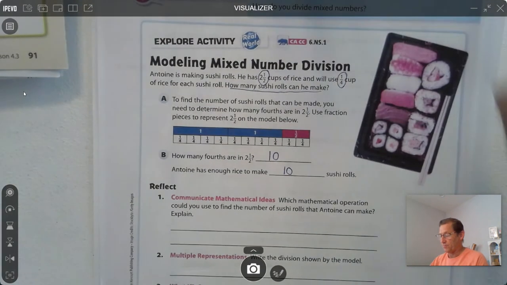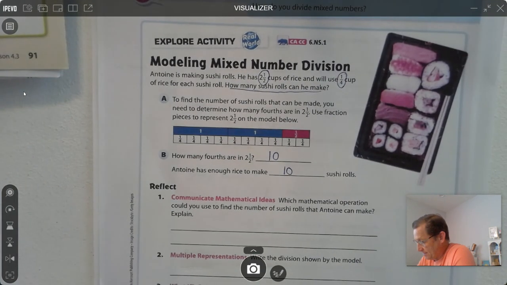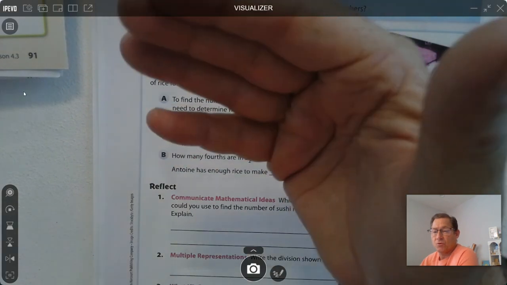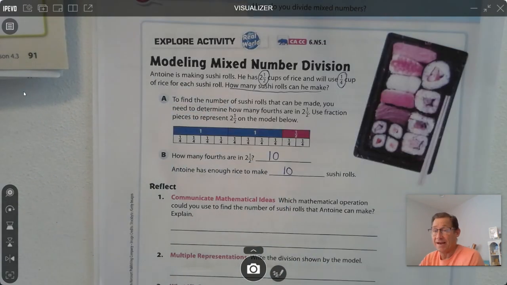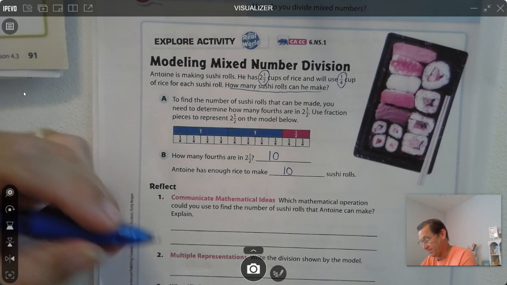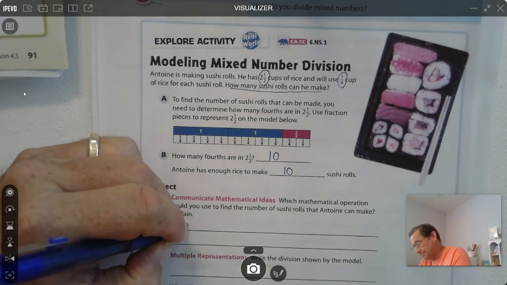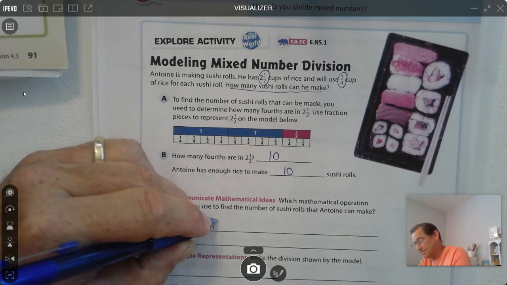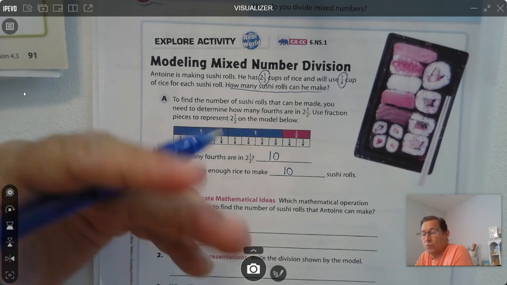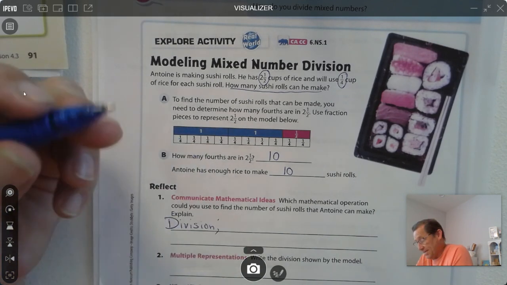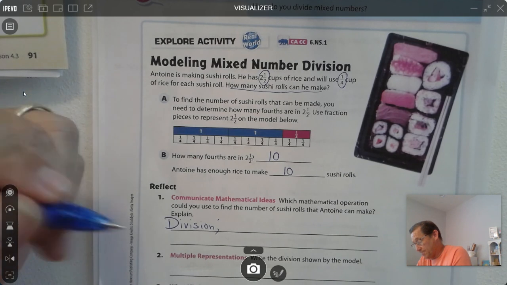Which mathematical operation could you use to find the number of sushi rolls that Antoine can make? Well, if you give me a total and I have to divide it by 1/4, we would be using division. We're dividing the total amount of rice by the amount needed for each sushi roll.